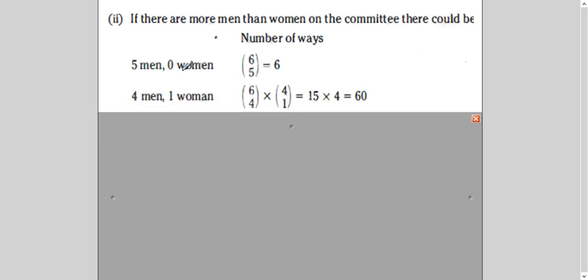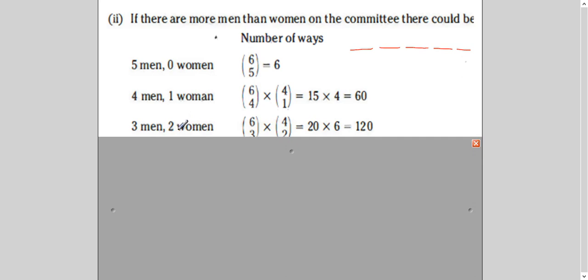So we will have 5 men, 0 women. 1, 2, 3, 4, 5. And 4 men, 1 woman. 3 men, 2 women. So for 5 men, how many men did we have? We had 6 men. So 6C5 into 4C0. Here 6C4 into 4C1 because women were 4 in number. Here it will be 6C3 into 4C2.